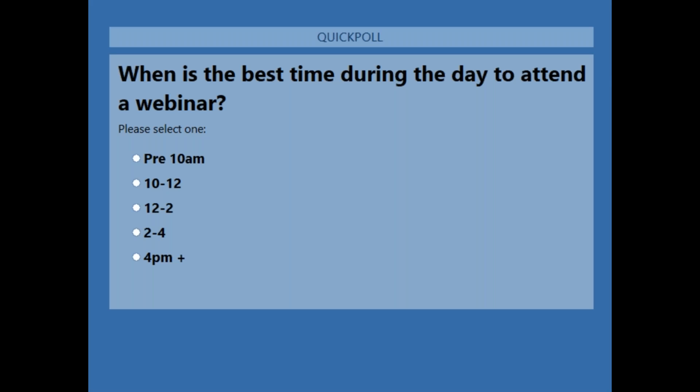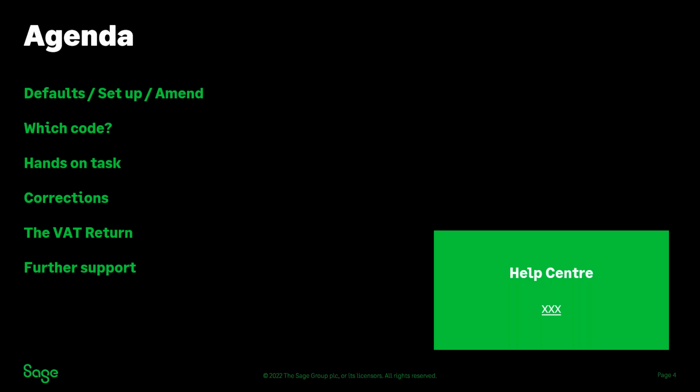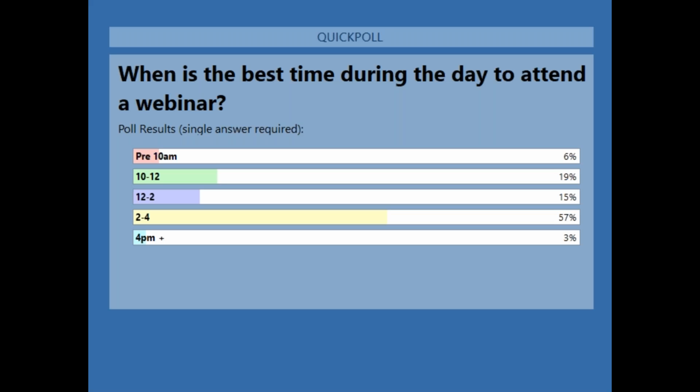I'll just wait till I get a decent percentage who have voted, and I'll close the poll and share the results with you. I don't hide anything on them at all. Right, just about 80% of you have voted, so we'll close that and share the results so you can see. Overwhelmingly, 57% of you find the best time is between 2 and 4. That's possibly that lull in the afternoon when you feel maybe a bit sleepy after your lunch, probably the best time to attend. All right, excellent. Thanks for that.